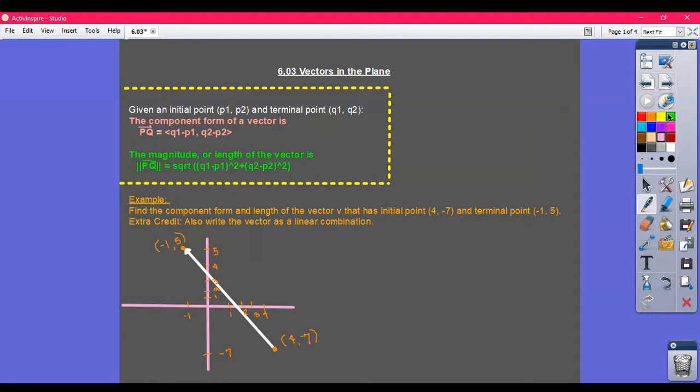Hey guys, so we're going to go over vectors in the plane, just a quick intro. You're initially given 2 points, your initial point, which is where the vector begins, and your terminal point, which is where the vector ends. And you'll know where the vector ends because it has an arrow on the end.